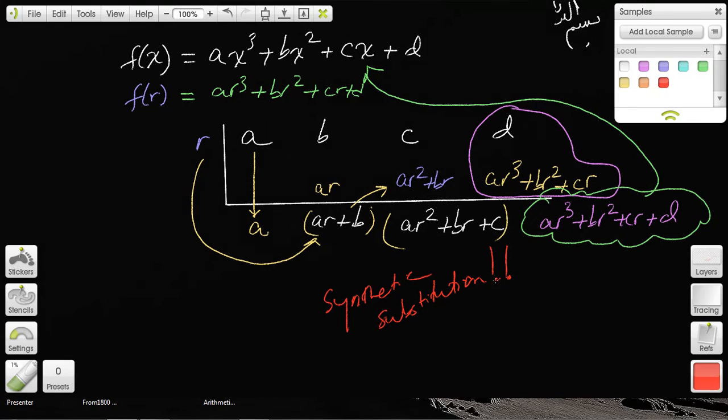Alright, so it's not as mysterious and magical as it looks when you do it. It's actually quite simple in its algebraic arithmetic, so to speak.